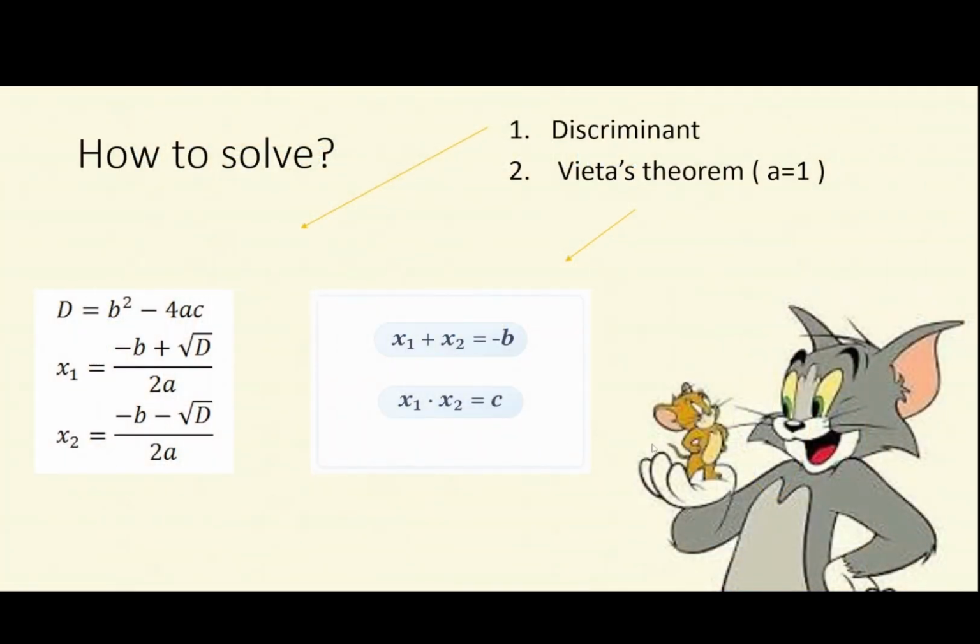Next step. Here you can see two friends, Tom and Jerry, and just like Tom and Jerry, we have two solutions. First is the discriminant, second is the theorem of Viet. But keep in mind, guys, we can use Viet's theorem only when the coefficient a, which stands next to x to the power of 2, equals 1. So here are two formulas that you have to learn before starting the quadratic equations.